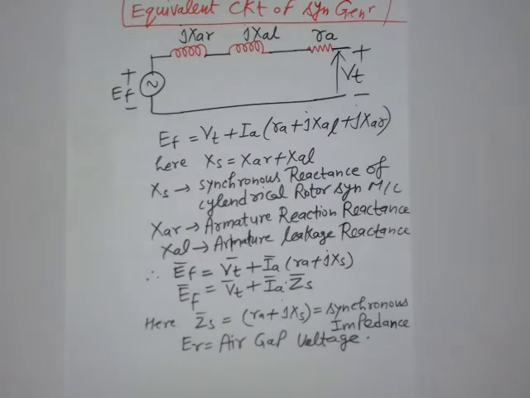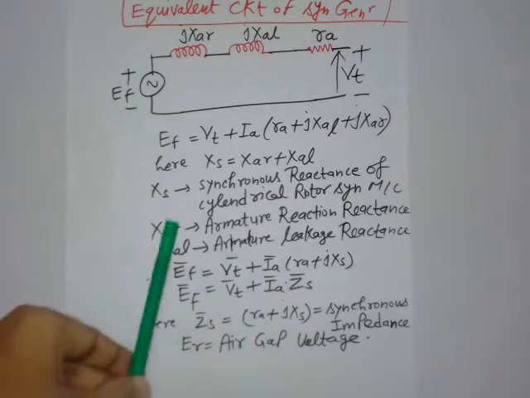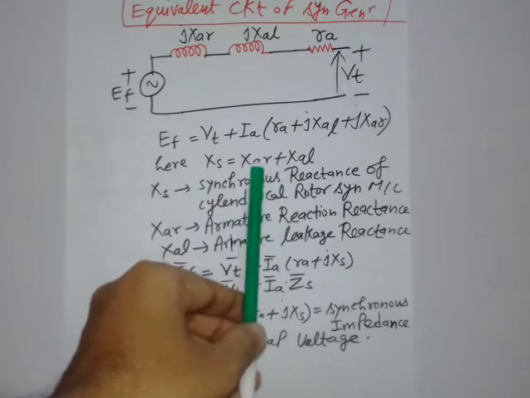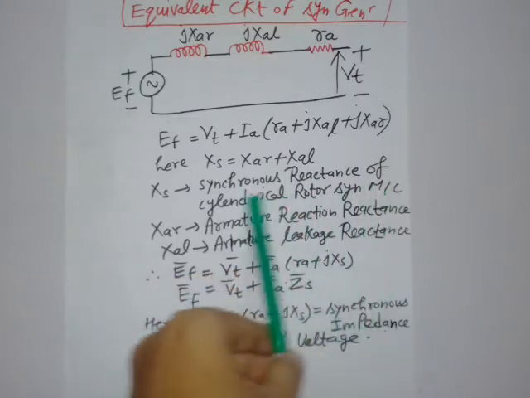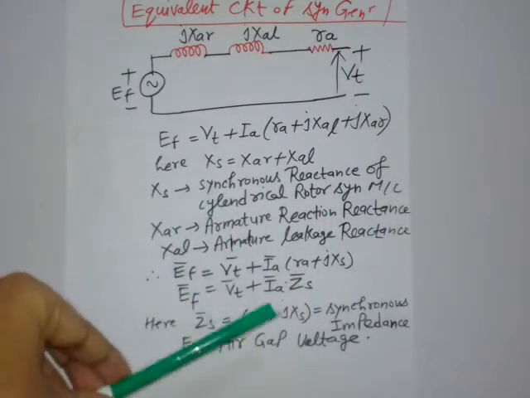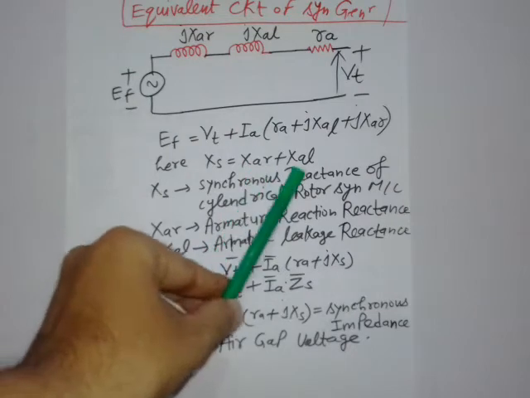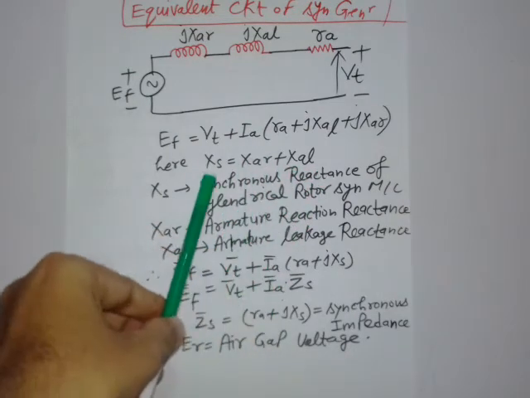Depending on the load power factor, armature current is either lagging or leading or at unity power factor, and correspondingly you will get the nature of armature reaction. Armature reaction means the effect of armature MMF on the field MMF. The sum of XAR and XAL is called the synchronous reactance of the cylindrical rotor synchronous machine. So armature reaction reactance plus armature leakage reactance, the sum of these two, is called synchronous reactance.